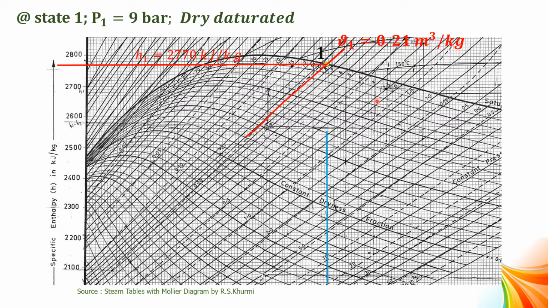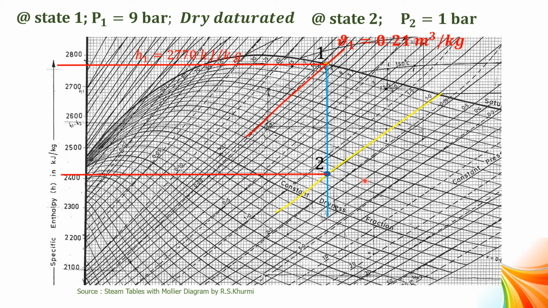Now we know the process that takes place in the nozzle is isentropic. So from point 1 we have to draw a constant specific entropy line vertically downwards. Now in our problem they have given the pressure P2 equal to 1 bar. So draw the constant pressure line at a pressure of 1 bar. See, this is the 1 bar pressure line and this is the constant entropy line. So both are intersecting at this point. So here mark the point as 2.